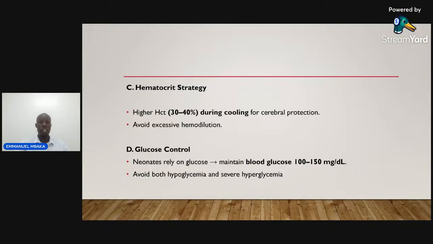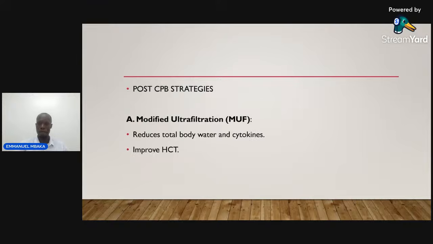So also you need to have the hematocrit strategy. You need to maintain high hematocrit during cooling for cerebral protection and avoid excessive hemodilution as much as possible. Also, for these infants, you need to completely avoid hypoglycemia and severe hyperglycemia. Next slide. The post-CPB strategy that you use to work on your hematocrit is modified ultrafiltration. This reduces the total body water and cytokines and also improves your hematocrit. Next slide.